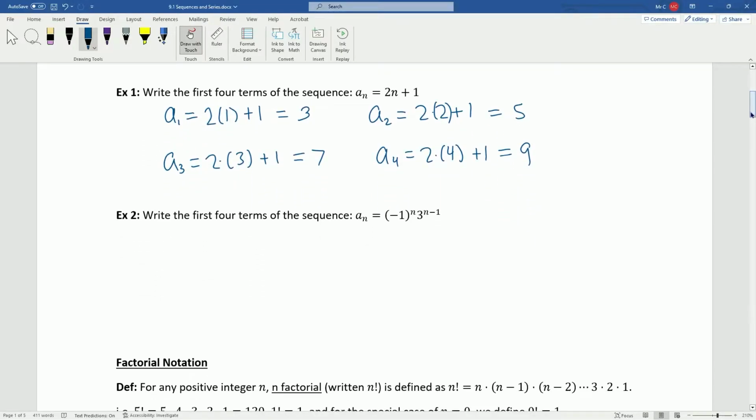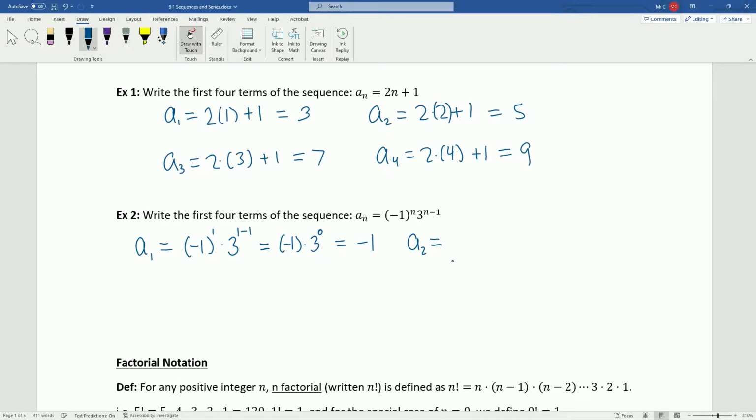Example 2. Write the first 4 terms of the sequence a sub n equals negative 1 to the nth power times 3 to the n minus 1 power. So we take negative 1 to the first power times 3 to the 1 minus 1 power. Negative 1 to the first power is negative 1 times 3 to the 0th power. 3 to the 0th power is 1. Negative 1 times 1 is negative 1.